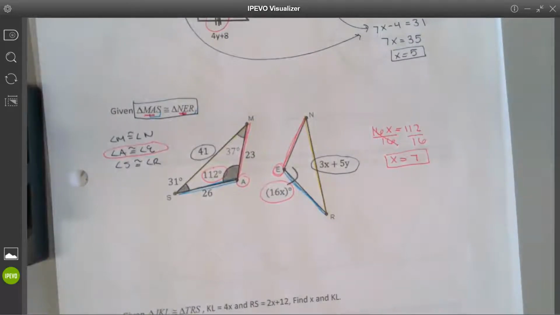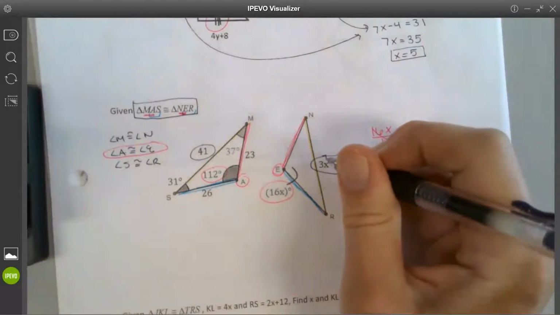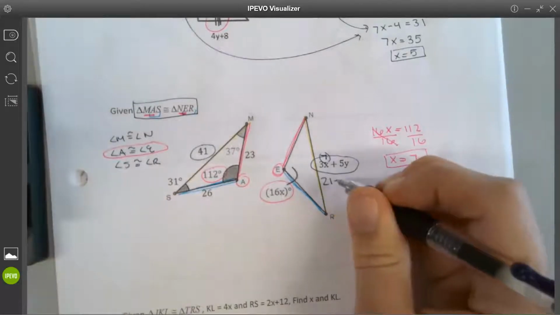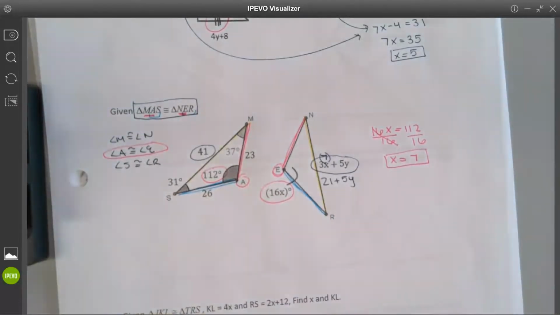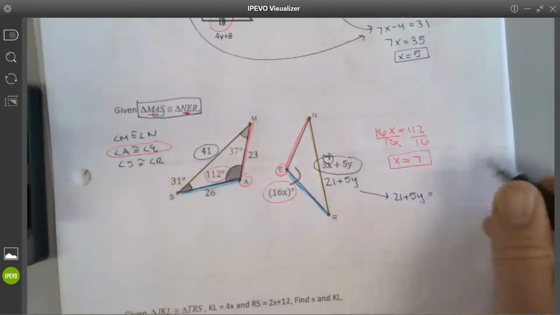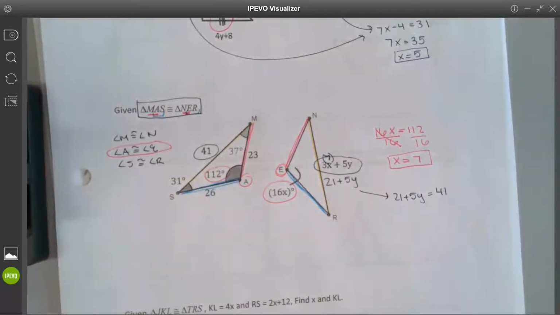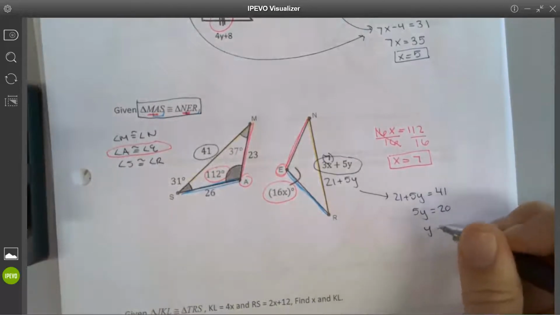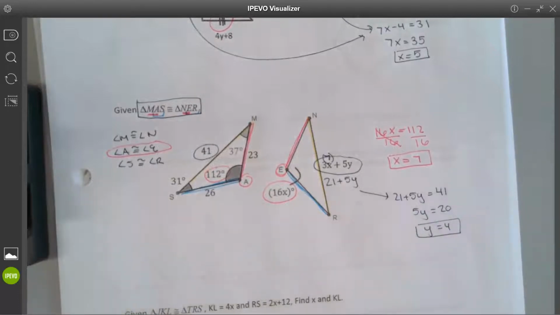Now that I know what x is, I could even rewrite this. X is 7, right? So really I have 3 times 7 plus 5y. I have 21 plus 5y for that side. I'm just going to rewrite it, filling in what x is. And I know, because of this statement, I know what matches with what. I know that 21 plus 5y is equal to this side, which is 41. Okay, and now I can solve for y. So subtract 21, 5y equals 20, and y equals 4.